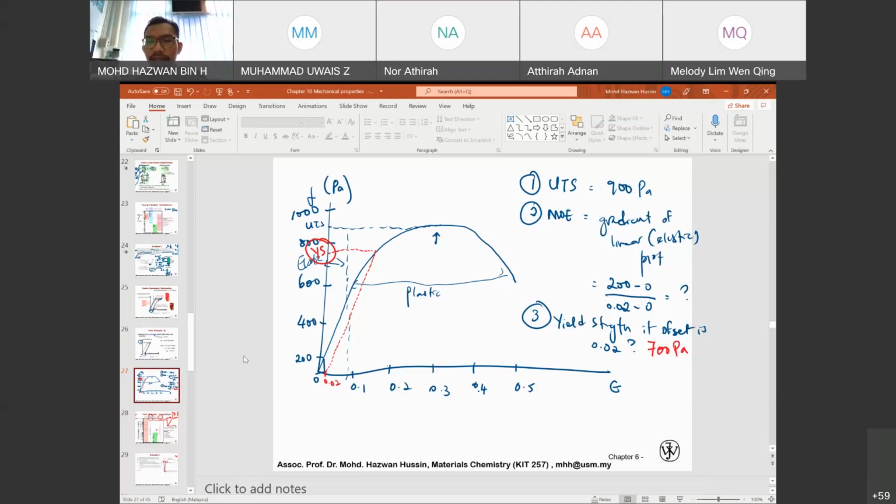And other than that, yield strength. Okay, if let's say that you are given an offset value, you can read the yield strength by just drawing a line that is parallel to this curve until it overlaps with your curve. This overlap actually means that it starts to become plastic. It's not going to be linear. Then this will be your yield strength.